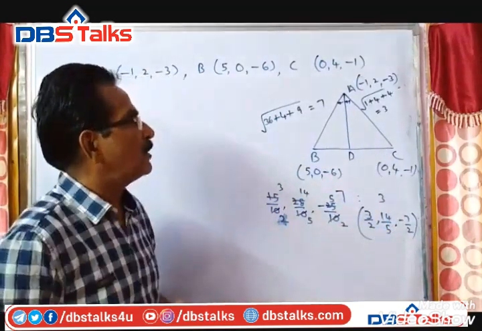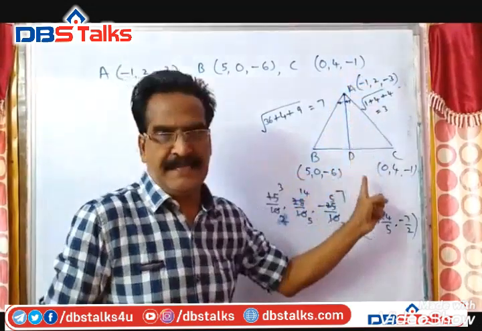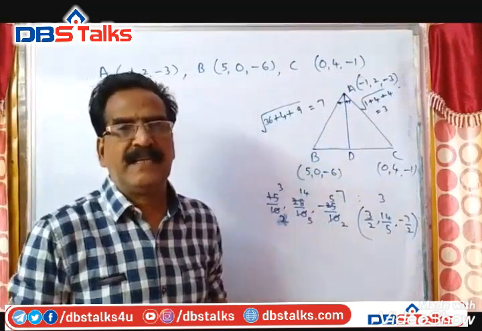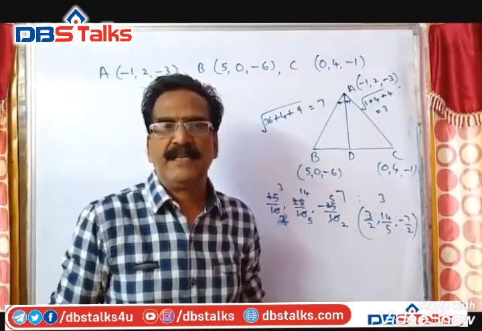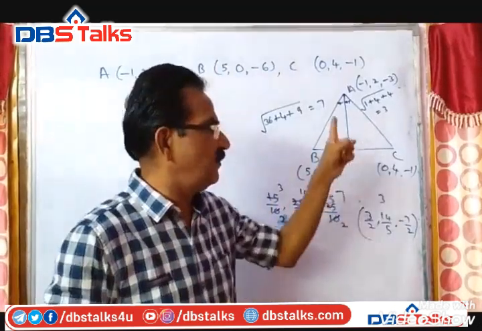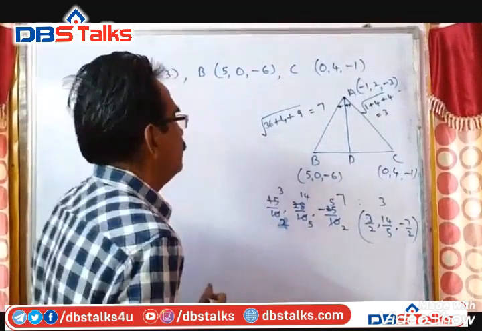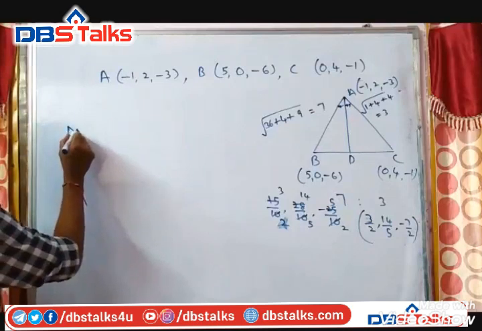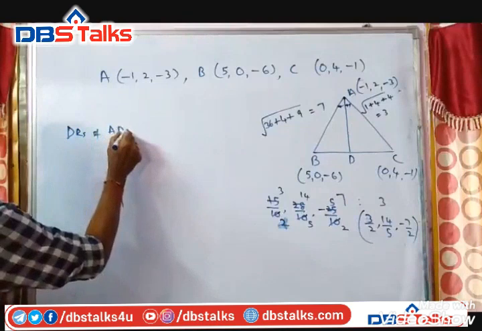And now our job is finding the direction cosines of AD. First let us find the direction ratios. Then we can find the direction cosines of AD. Now we got the coordinates of D. So direction ratios, DRs of AD.